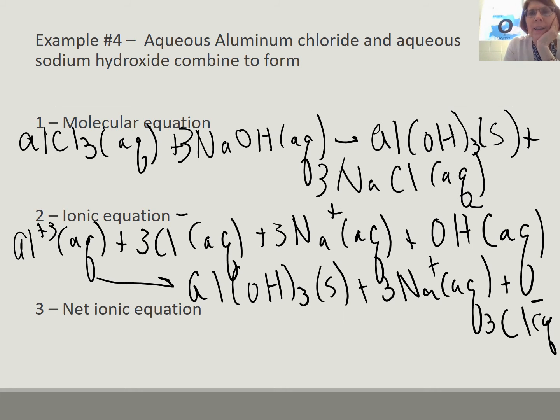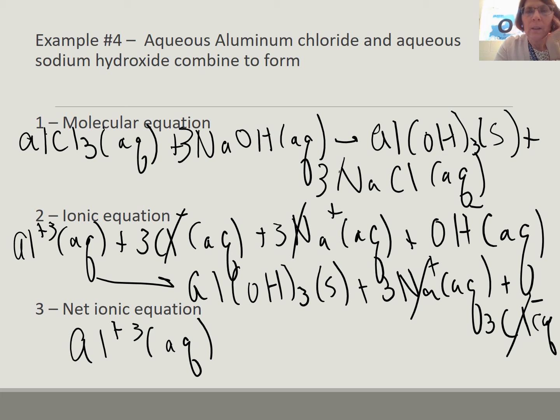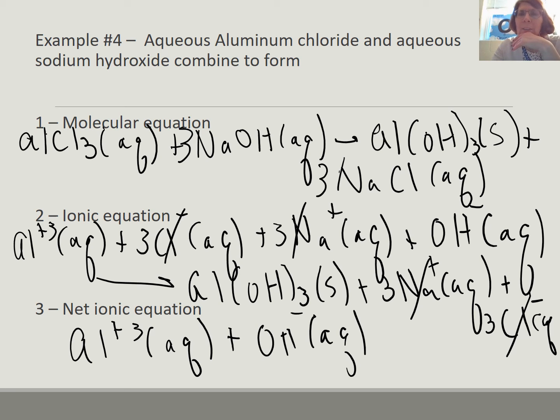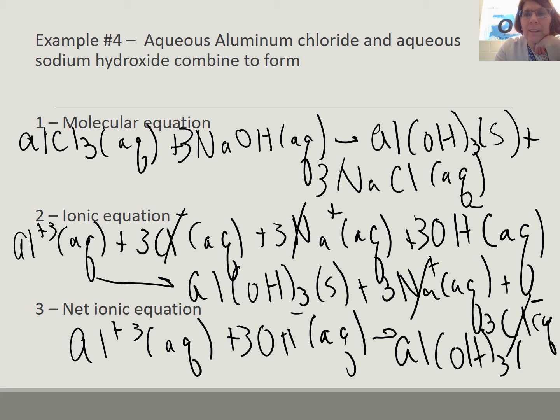So our net ionic is the chlorides are going to cross out and the sodiums are going to cross out. So then we're left with Al3 plus aqueous plus hydroxide aqueous. So this should have been 3. Okay, so we need a 3 there. And then makes Al(OH)3 solid.